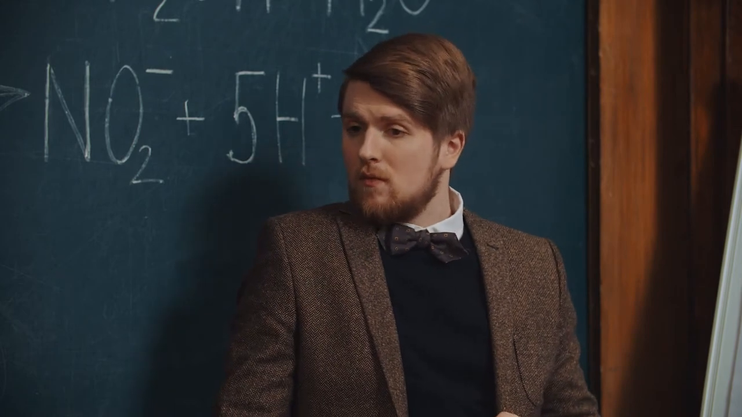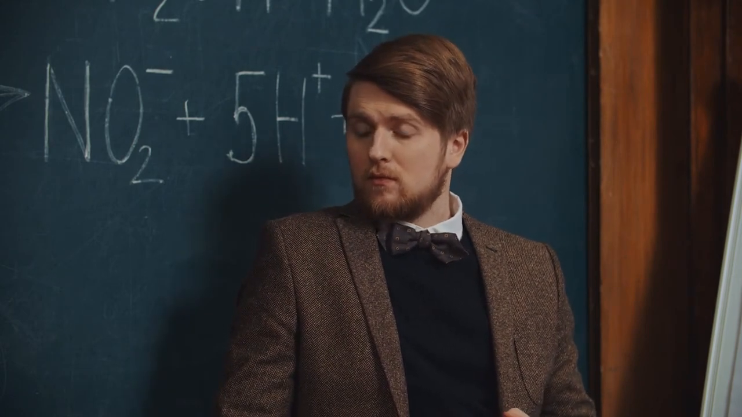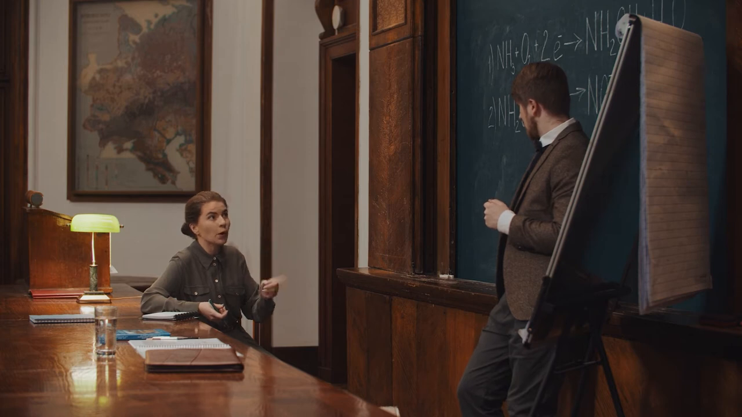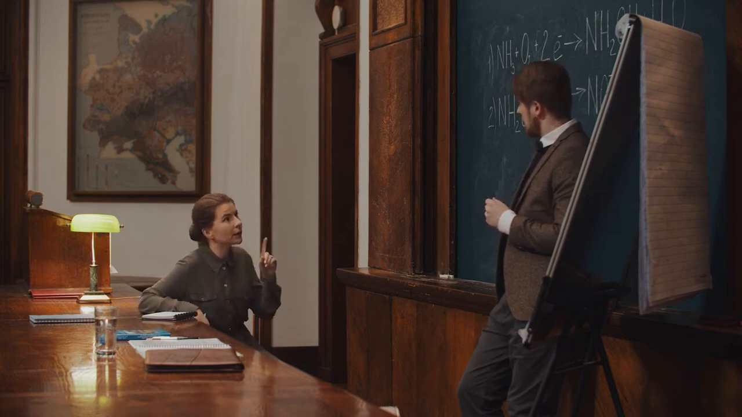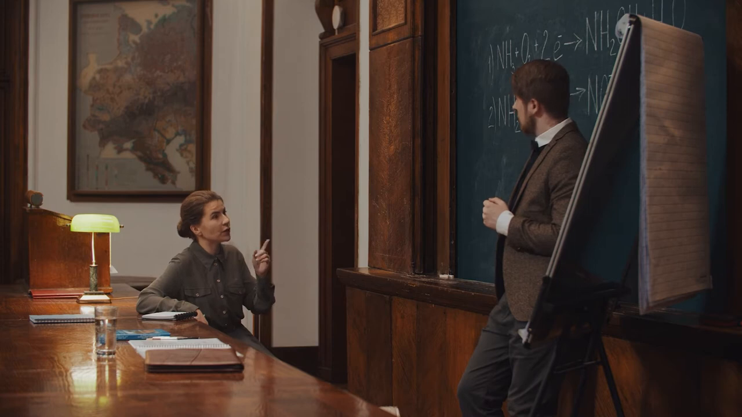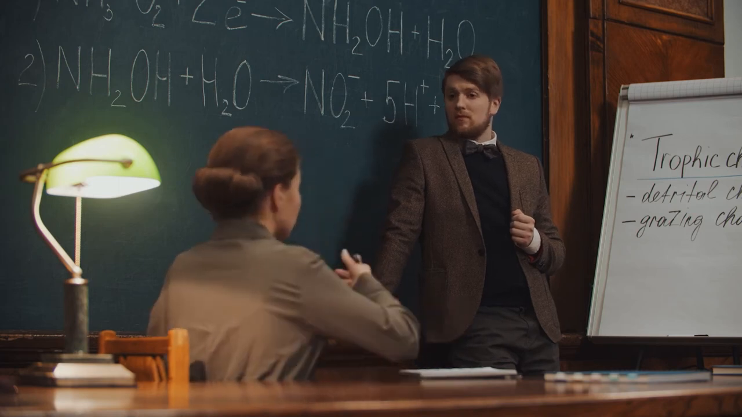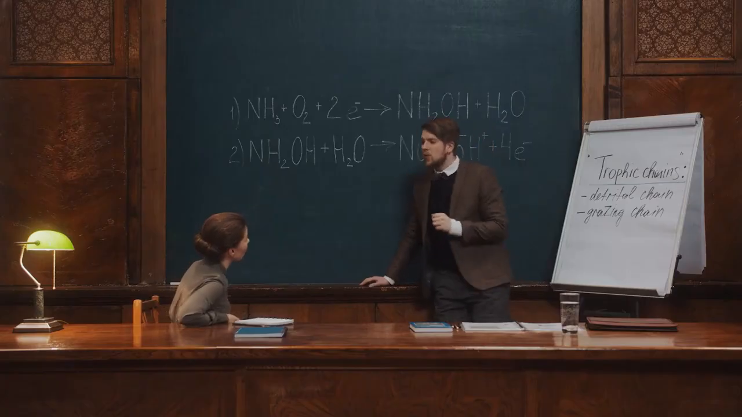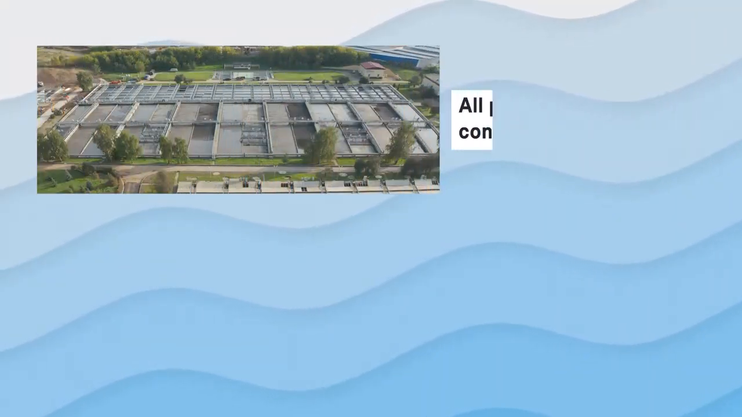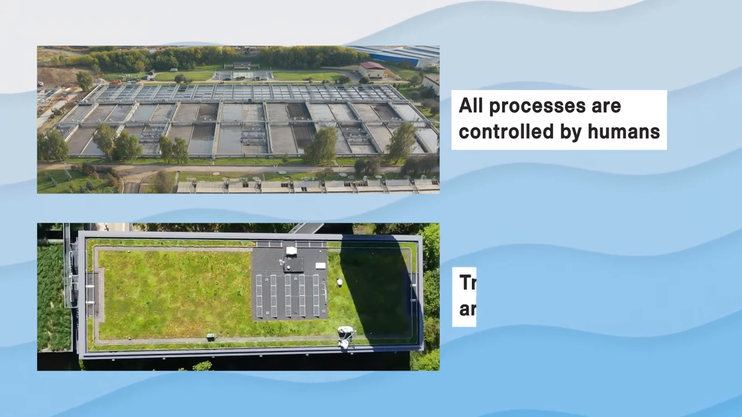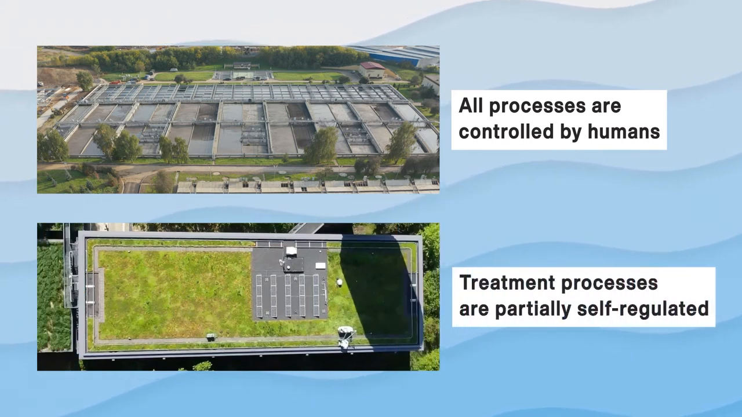Here we can see the features of the detrital trophic chain. However, wetland water autotrophs constantly accumulate the biomass, which is a feature of a grazing trophic chain. In other words, we can say that both trophic chains, detrital and grazing, work simultaneously in a given treatment facility. Exactly. Therefore, it should be noted that unlike activated sludge systems, where all processes are controlled by humans, constructed wetlands are partly self-regulated.